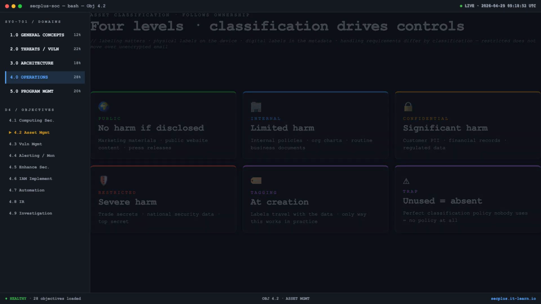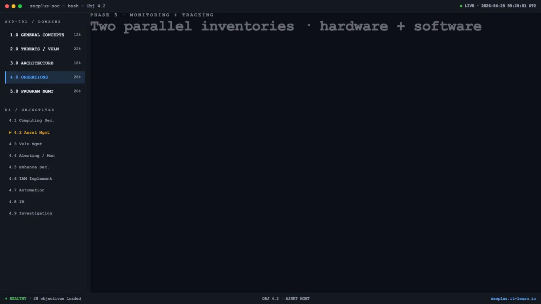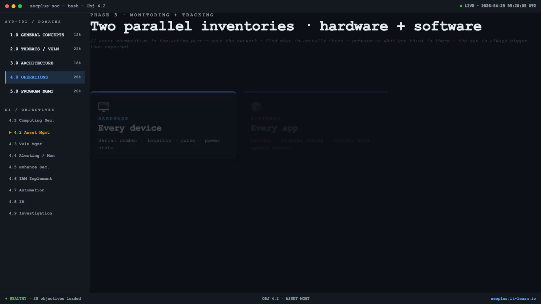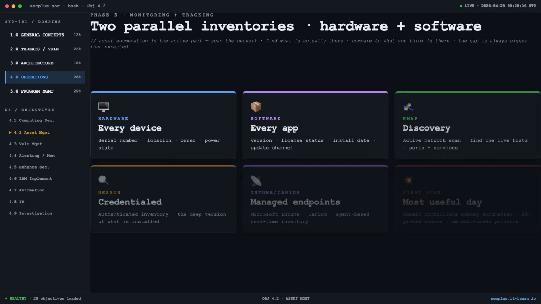Asset enumeration is the active part. You scan the network, find what is actually there, compare it to what you think is there. If you have not done this exercise recently, brace yourself because the gap between the two is always bigger than expected. Tools: Nmap for discovery, Nessus for credentialed inventory, Microsoft Intune or Tanium for managed endpoints.